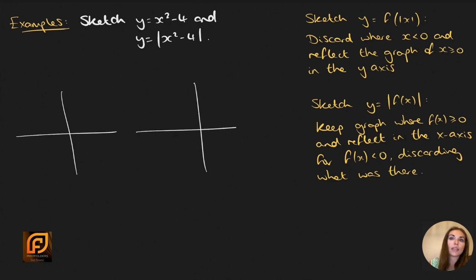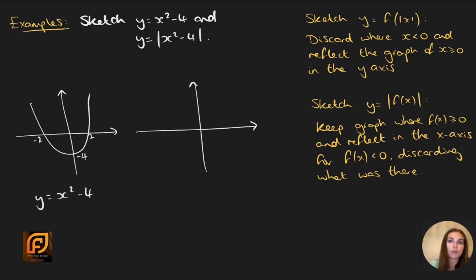First, sketch y equals x squared minus 4. That is a U-shaped graph that intersects the x-axis at -2 and 2 and the y-axis at -4.